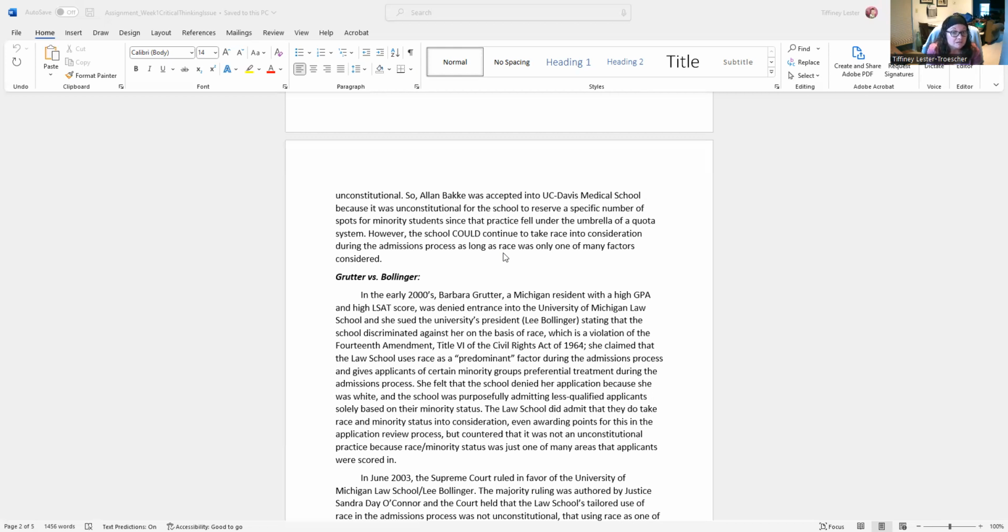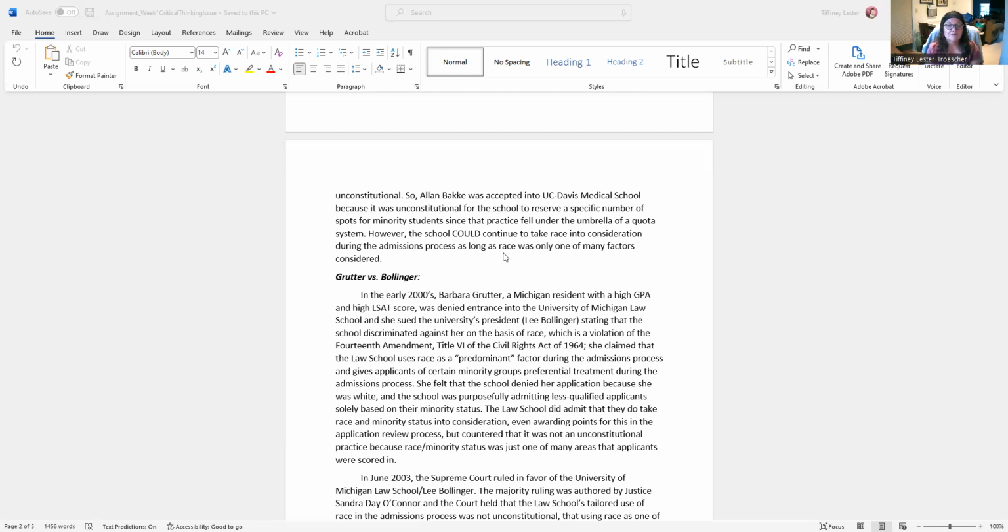The law school did admit that they do take race and minority status into consideration, and they even award points for different factors of an applicant's or a prospective student's whole being. But the school countered that it wasn't unconstitutional because race and minority status was just one of many areas that the applicants were scored in. There were plenty of other areas that had nothing to do with race or minority status. So, if she was denied admission, it's because she also didn't score high enough in those other areas, not just because she was white.